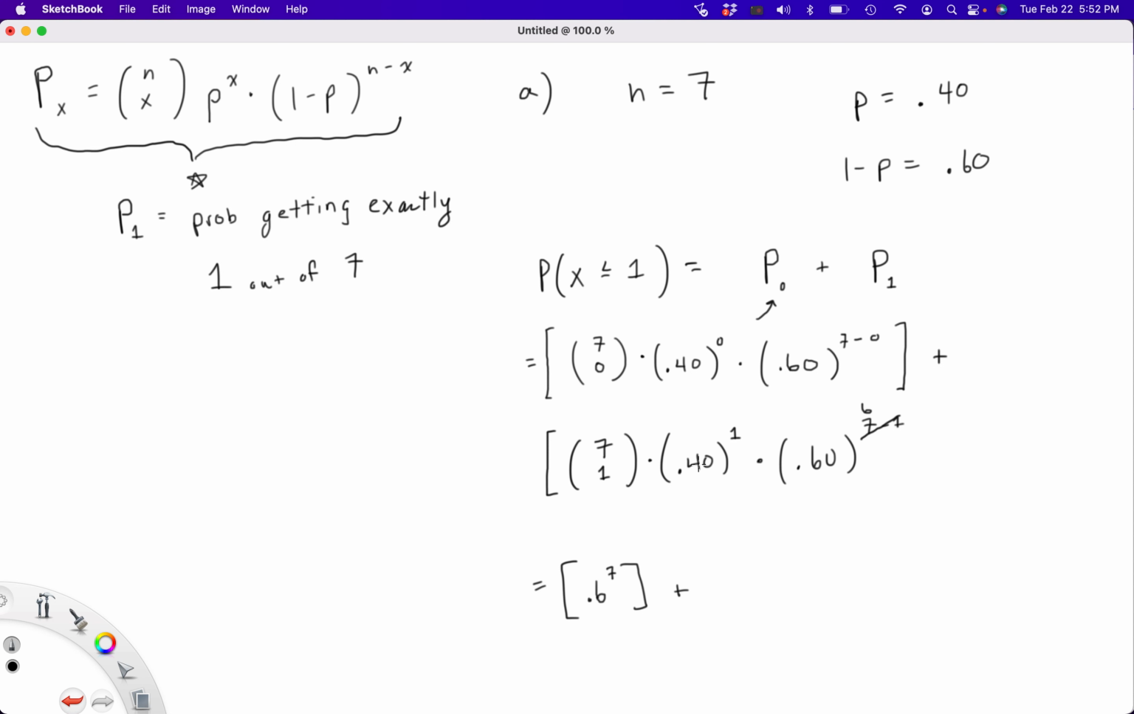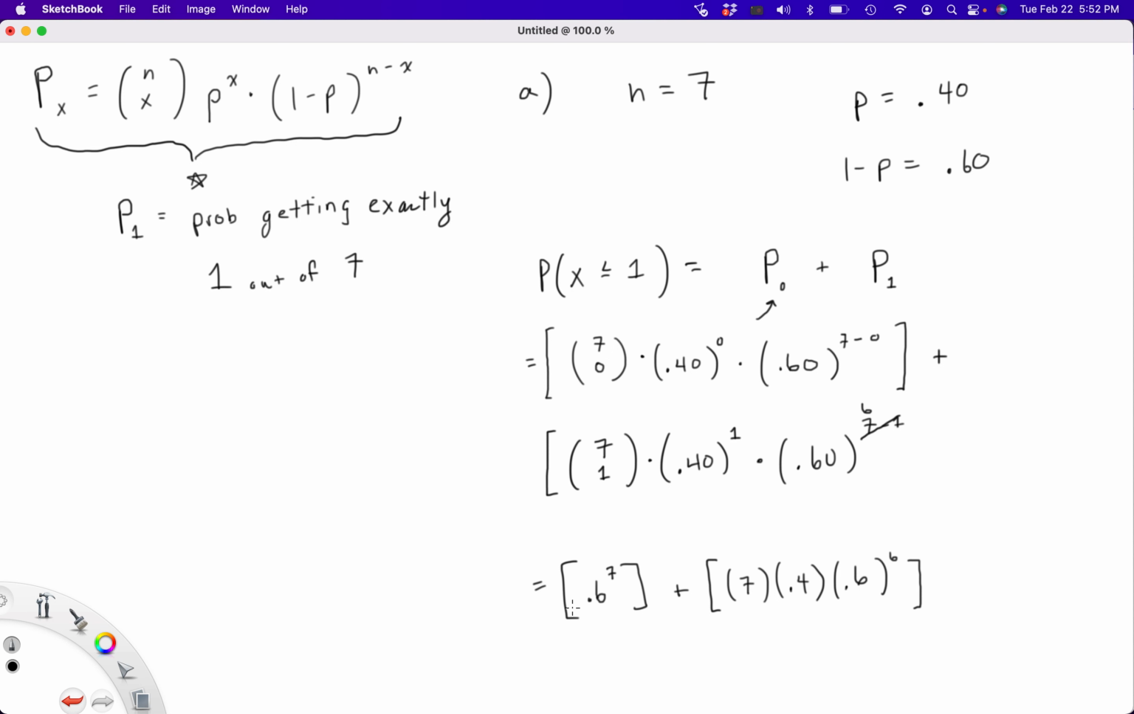This one also simplifies pretty easy. 7C1, just remember anything choose 1 is the other note. So it's actually just 7 times 0.4 to the 1 is really just 0.4, and then 0.6 to the 6th power.